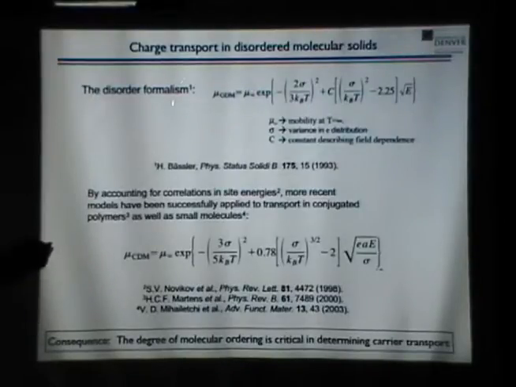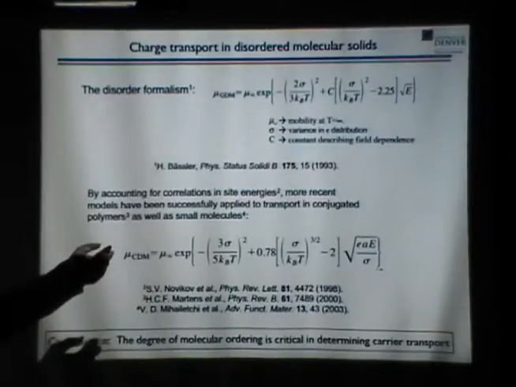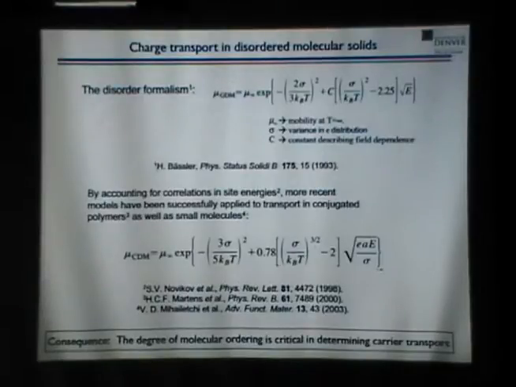So at the time, this model fit charge transport pretty well in a lot of experimental systems, but it did not fit it for a very large range in field. So you could maybe change the field by 1 order of magnitude and the model would fit. Change it by 2 orders of magnitude and the data started to diverge from the model.